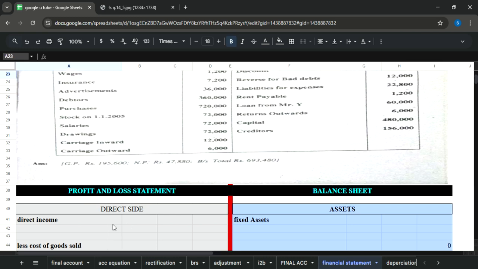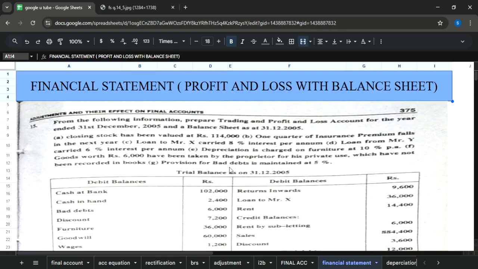In the previous question we used the same one. One thing you will note is that gross profit, net profit and balance sheet answers are given, which is a little comfortable for us. So this was a brief introduction. We are now ready to solve our question.